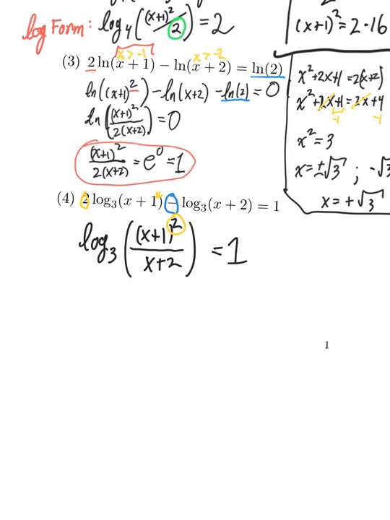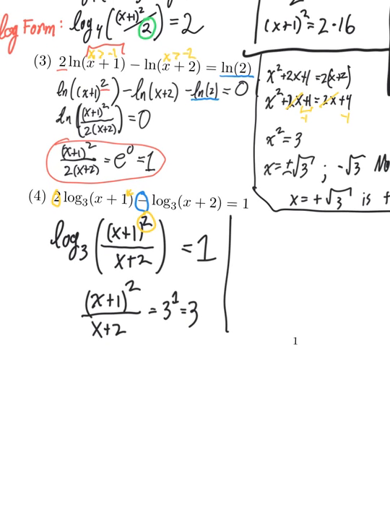This is now an equation in logarithmic form. I can rewrite it in exponential form. If I do that, I will get (x plus 1) squared divided by (x plus 2) is equal to 3 to the 1, which, fancy that, that's just 3. That's progress. Because now I have a rational equation. I see a rational function equals 3.